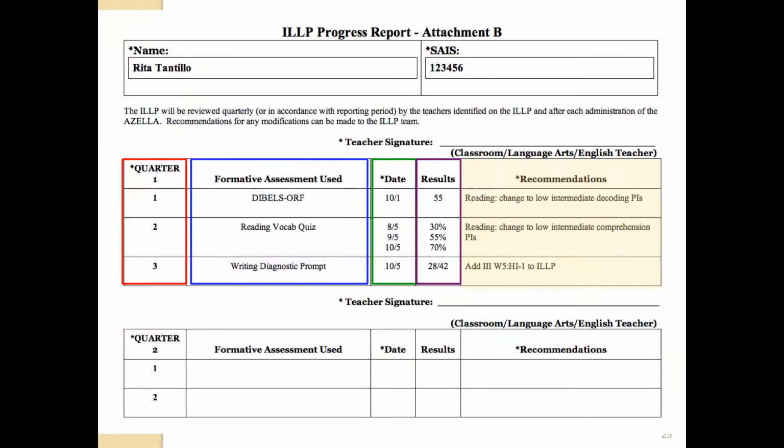This is an example of Attachment B with Quarter 1 data completed. There are 5 columns that will need to be filled in for each assessment used. On the far left, outlined in red, the assessments are numbered. To the right, outlined in blue, is the name of the assessments used. Next, outlined in green, is the date assessment was given. The final outlined section indicates the results.